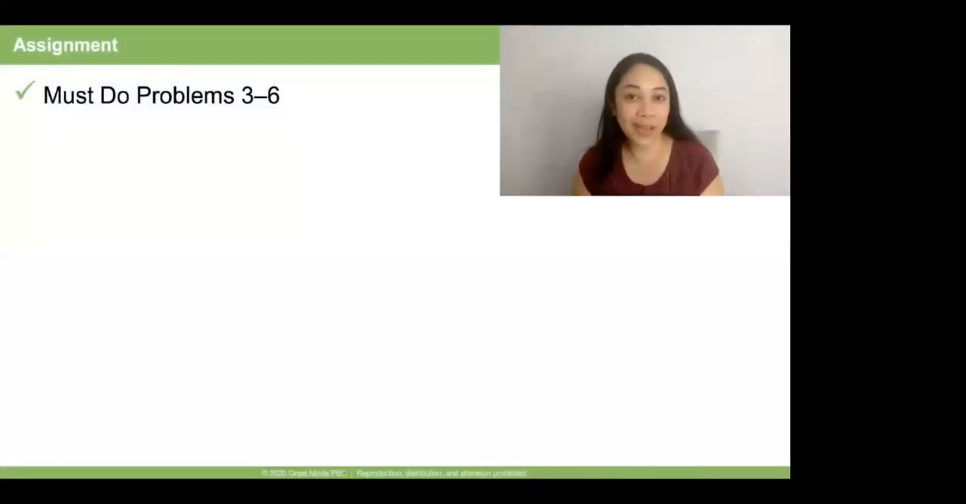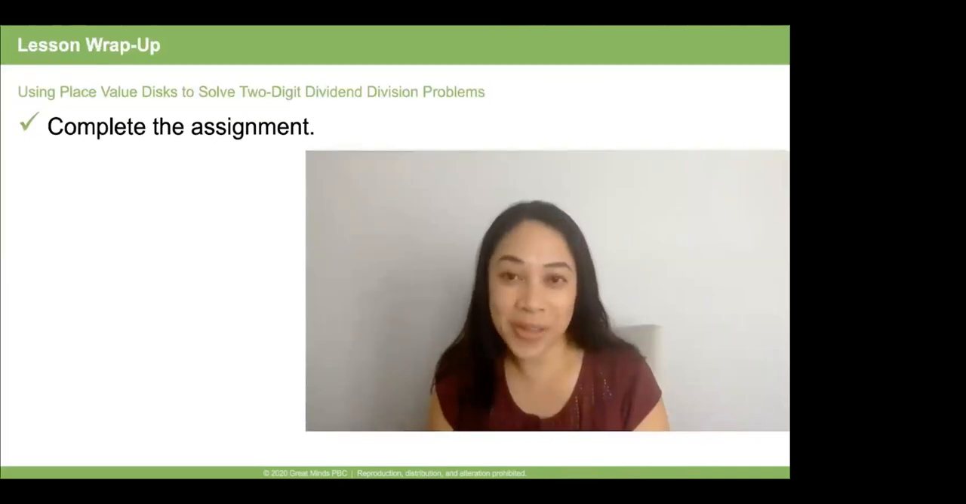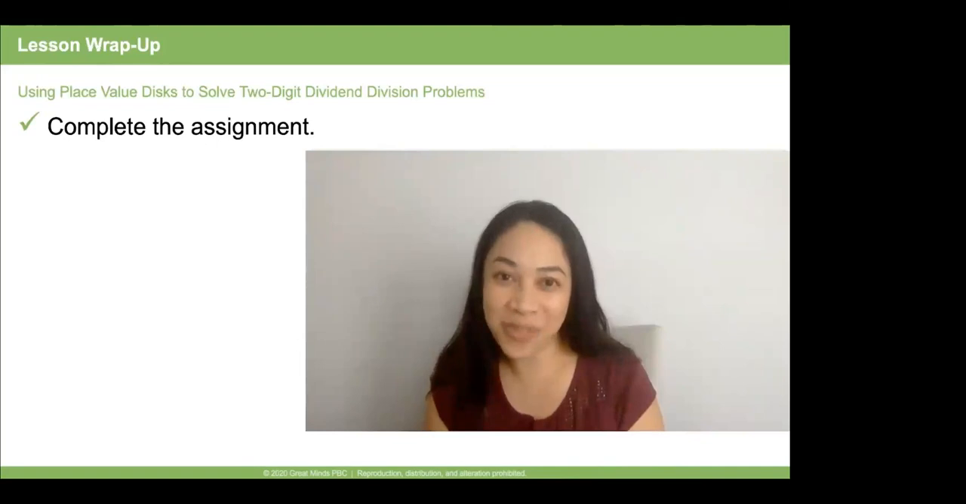For your independent work, your must-do problems are here on the screen. Go ahead and take 10 minutes to work through the problems, and then of course, if you have additional time, work through any other problems on the pages. Today, we used place value disks to solve two-digit dividend division problems.